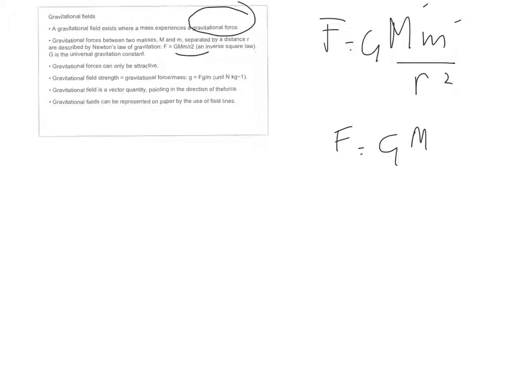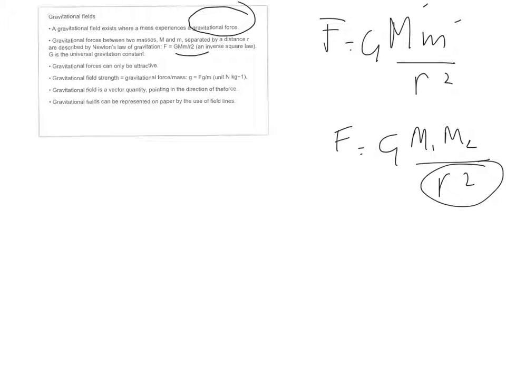The gravitational forces between two masses are described by Newton's law of gravitation as F equals G m over r squared, where the m's represent the two masses involved. You tend to have a large mass and a small mass, but that's not necessarily the case. This expression is also sometimes written as G m1 m2, but it pretty much stands for the same thing, divided by the distance between them squared.